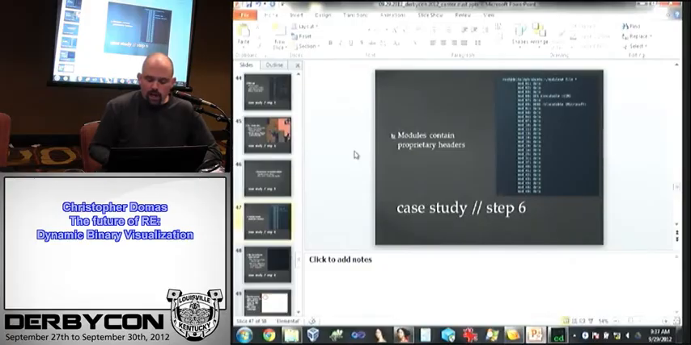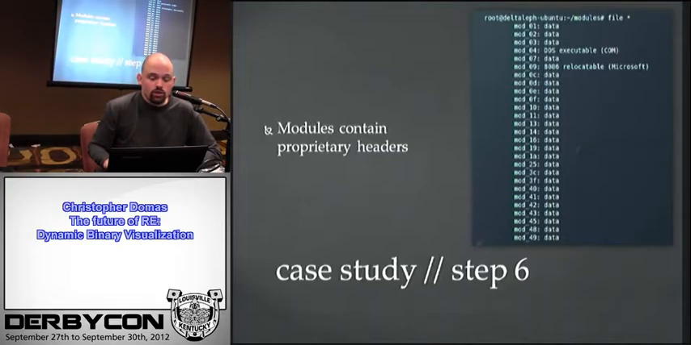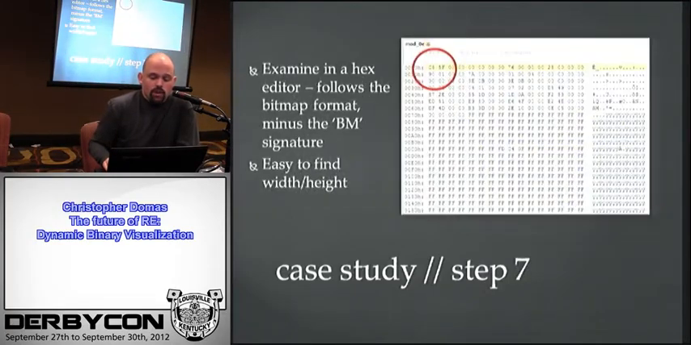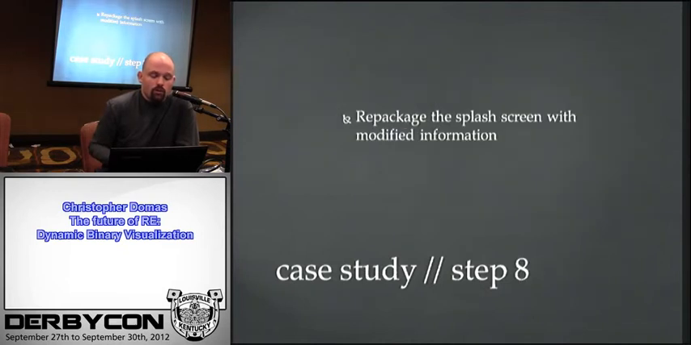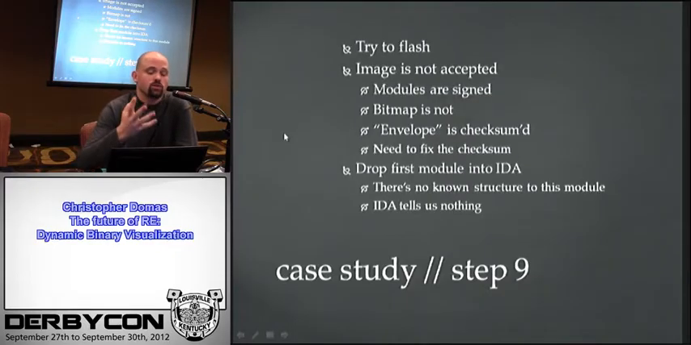So at this point, we have everything we should need in order to do this exploit. It should just be a matter of repackaging this modified splash screen, shoving it back into the envelope, and trying to flash the computer. Unfortunately, it doesn't work if you try to do that. It's not a signing issue. The modules are signed and the bitmap's not, so it's okay that the bitmap's not signed. It turns out it's an issue with the envelope checksum.